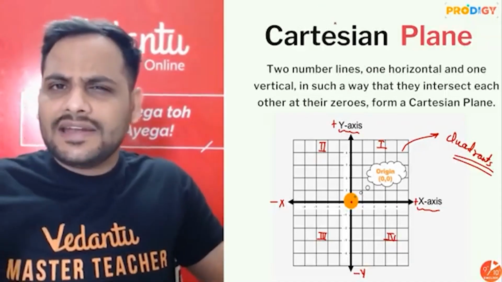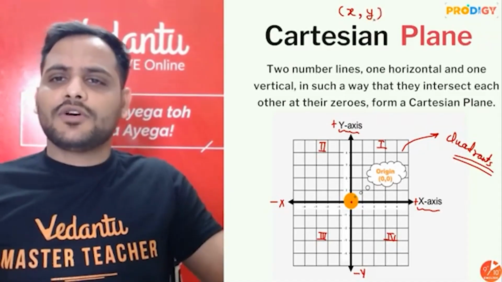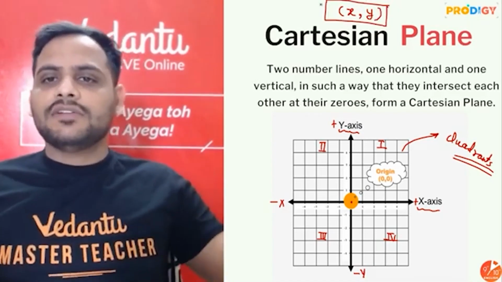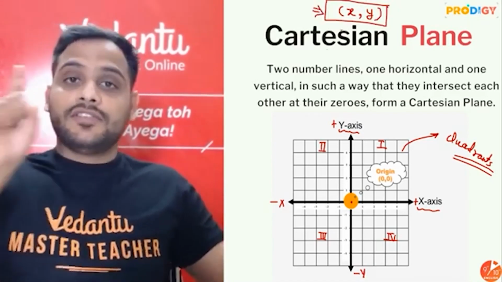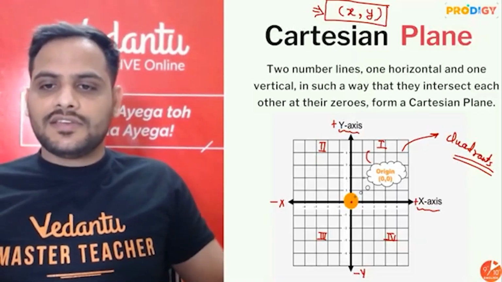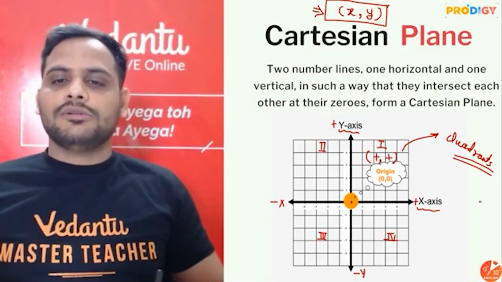So whenever we write any point's coordinates, beta, we will always write it in the form of x comma y. Okay? Whenever we write the coordinates of any point, we write it in the form of x comma y. First x coordinate, then y coordinate. So I can say here the x-axis is positive, the y-axis is positive, so x coordinate and y coordinate both will be positive.